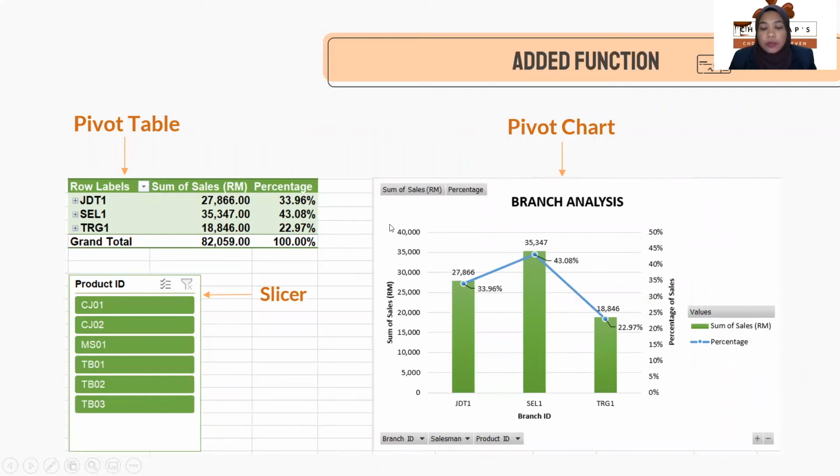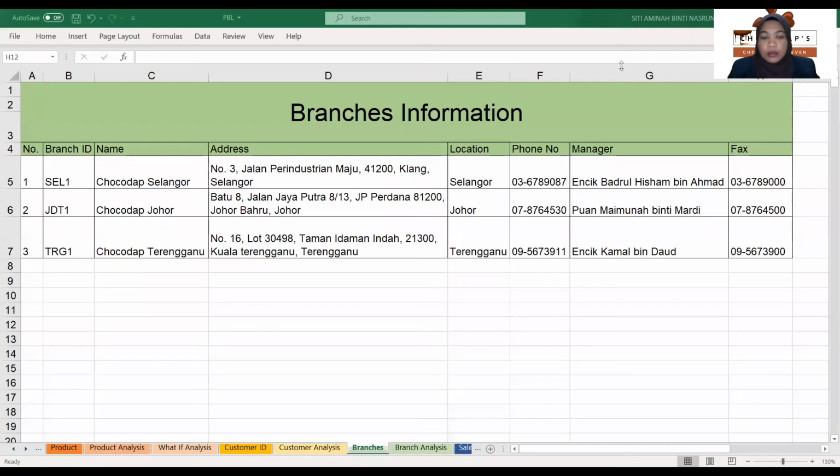The reason we use pivot tables in Excel in this analysis is because it helps in summarizing, sorting, and counting data stored in the table in a quick and easy manner. Now, let us take a look at the branch analysis in Excel.